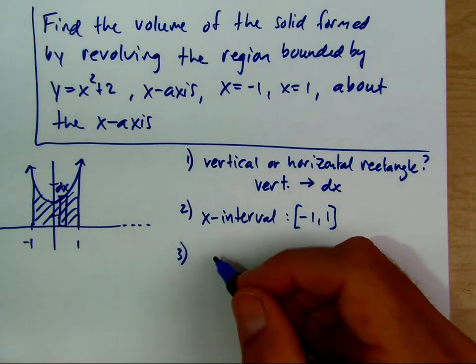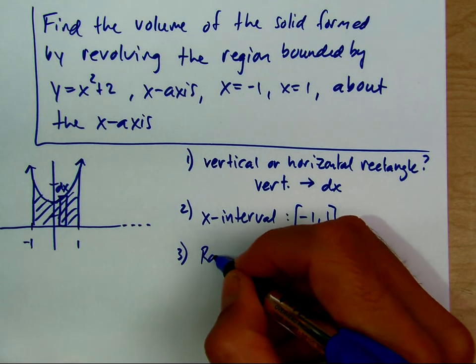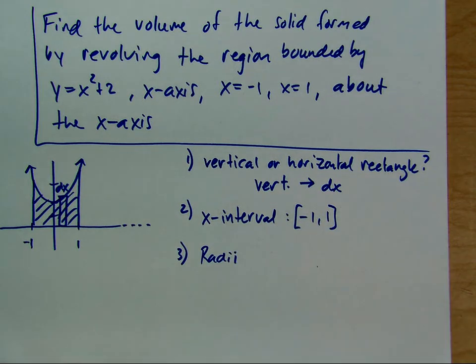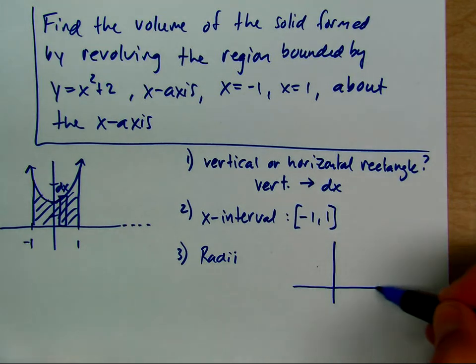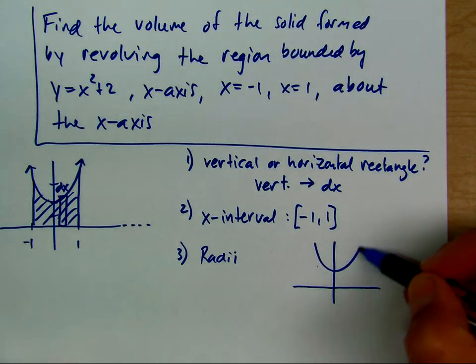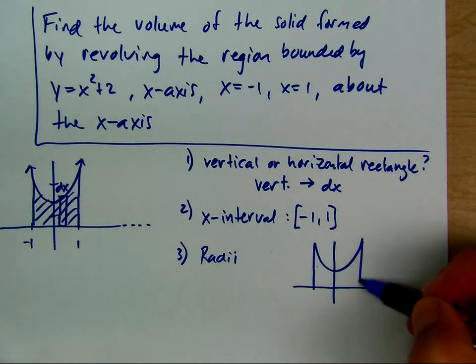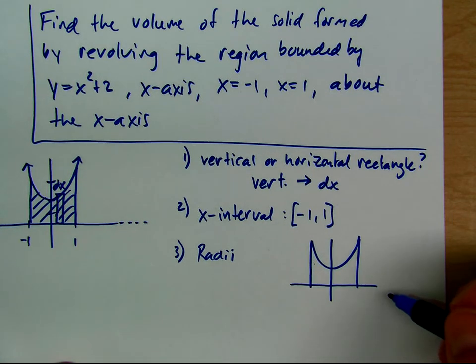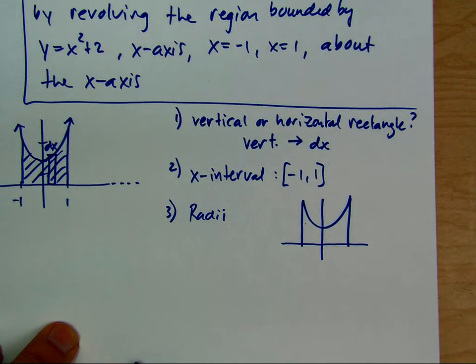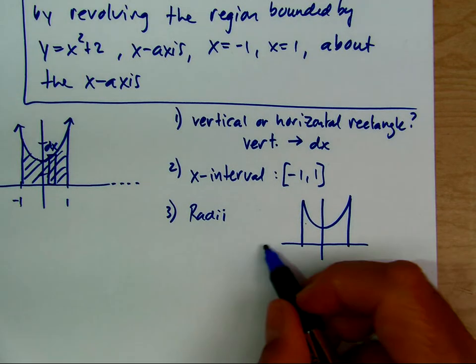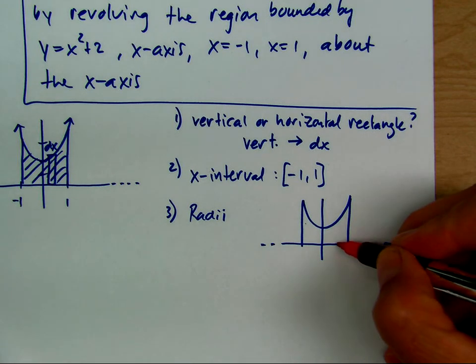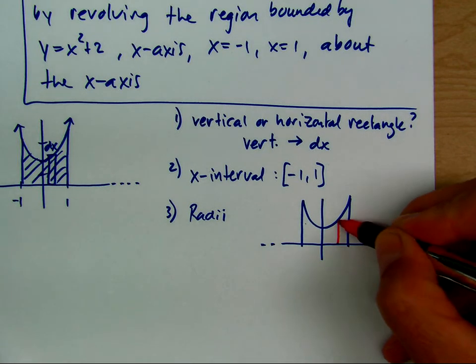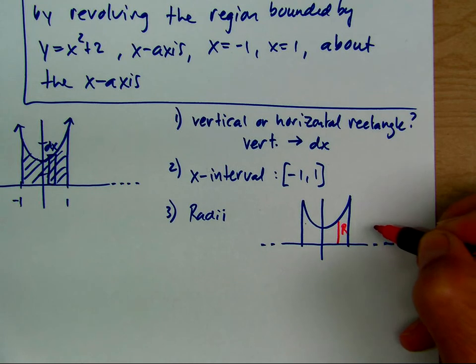Alright, let's look for the radii. Here we're just going to have one radius because the region touches the x-axis. But by considering that there could be 2 radii, that's preparing for other types of problems. So here we know the axis of rotation is the x-axis. We go from the axis of rotation to the furthest part of the region, and that will be big R.